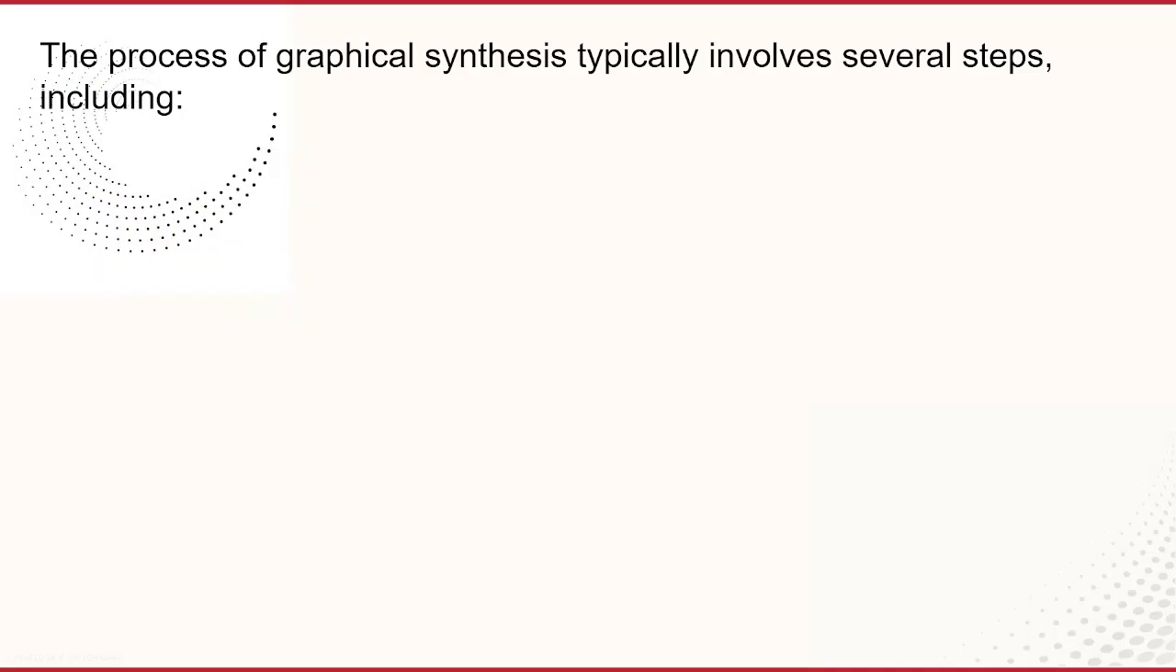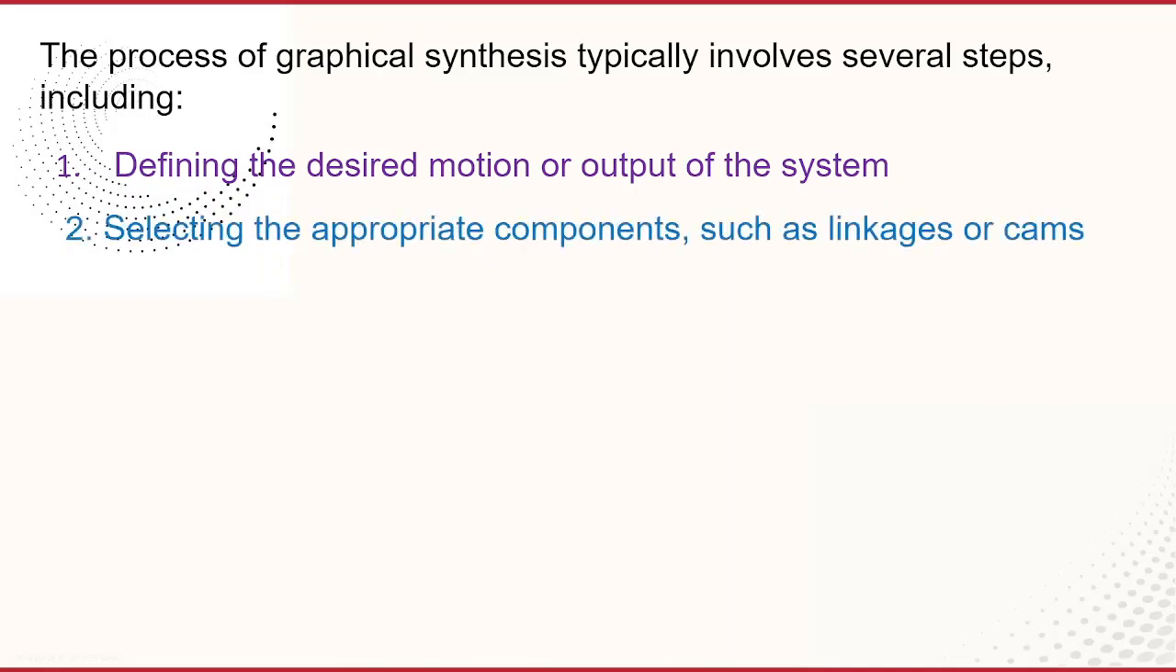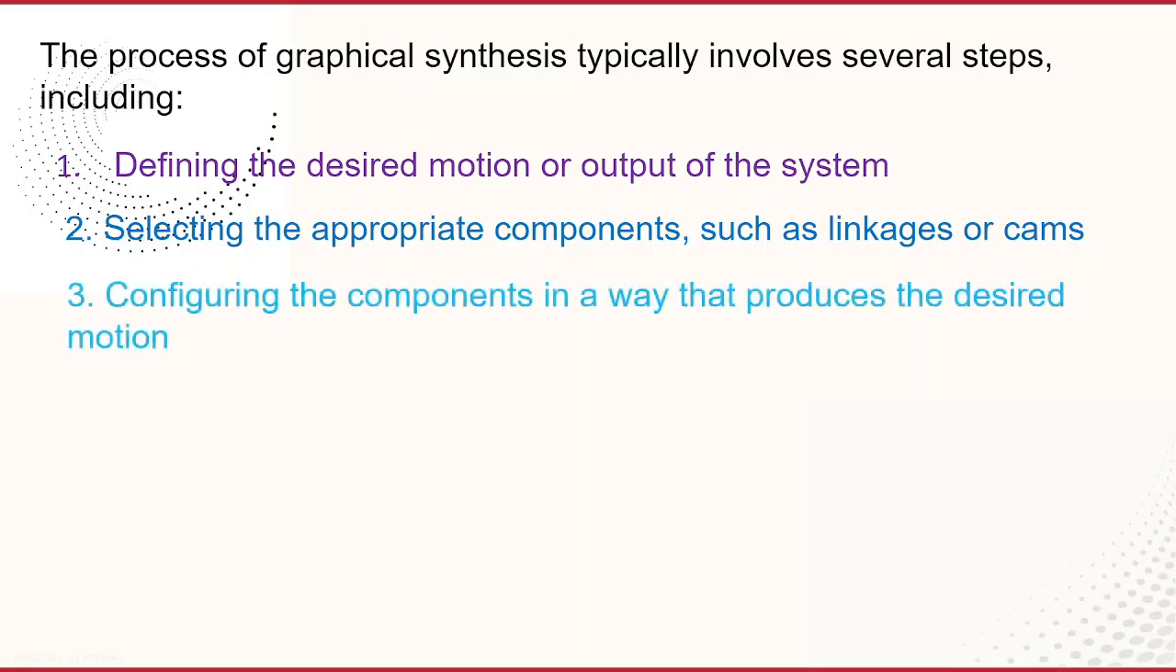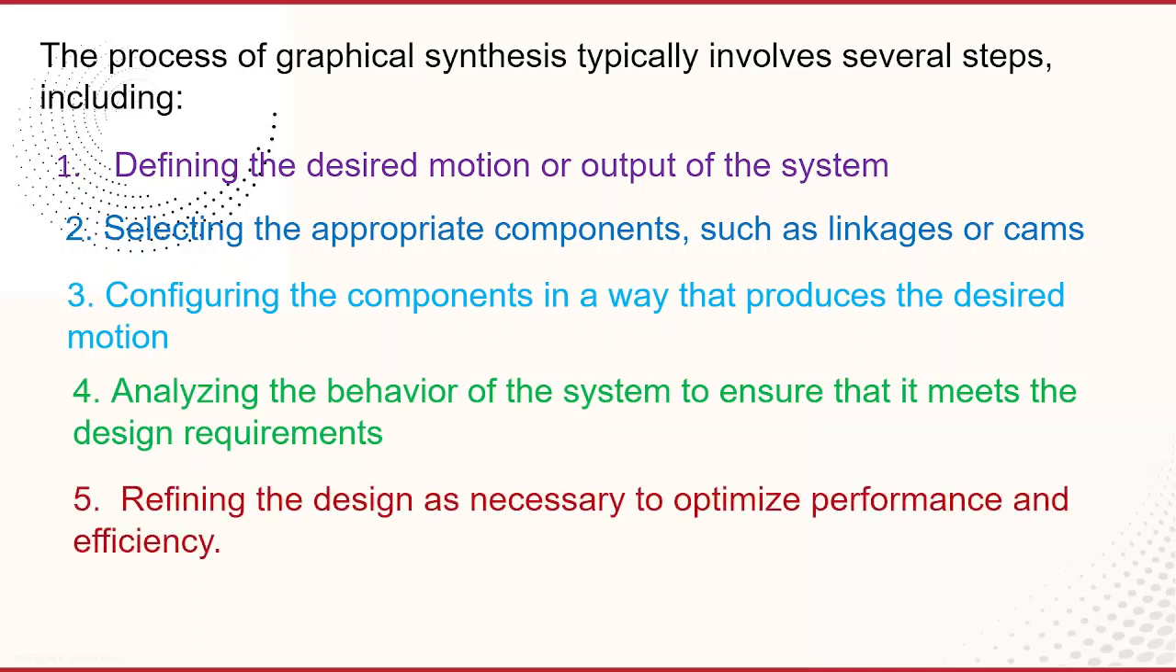The process of graphical synthesis typically involves several steps, including defining the desired motion or output of the system, selecting the appropriate components such as the linkages or cams, configuring the components in a way that produces the desired motion, analyzing the behavior of the system to ensure that it meets the design requirements, and refining the design as necessary to optimize performance and efficiency.